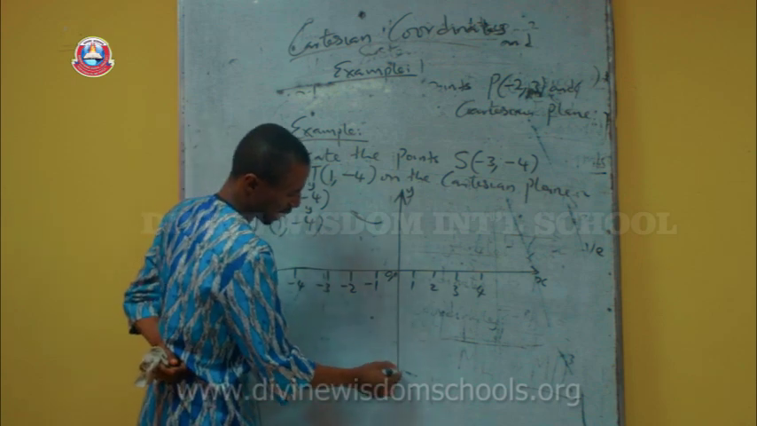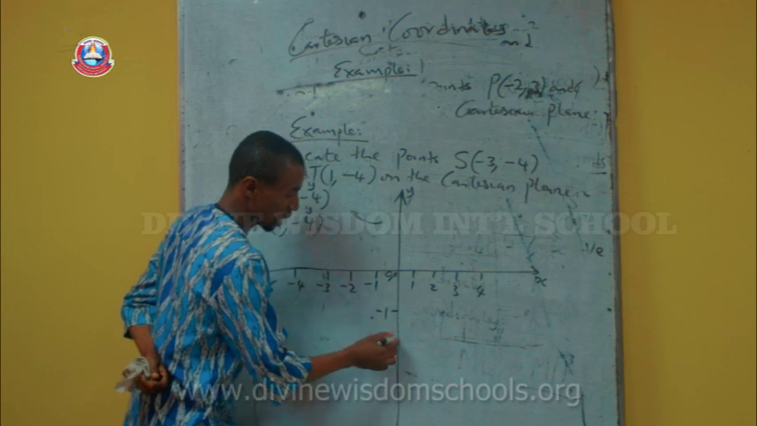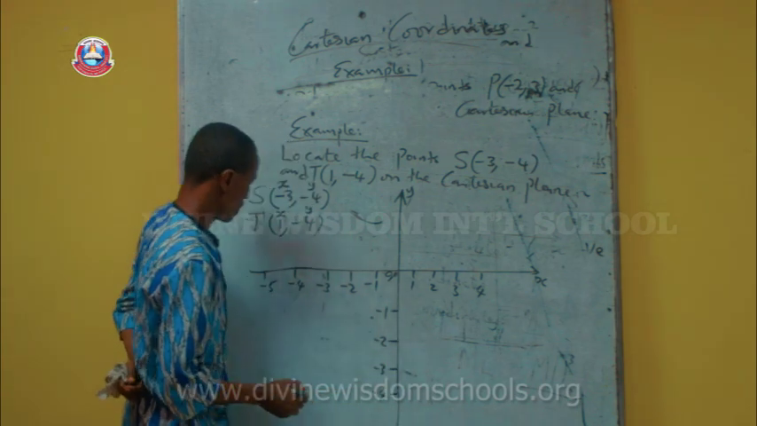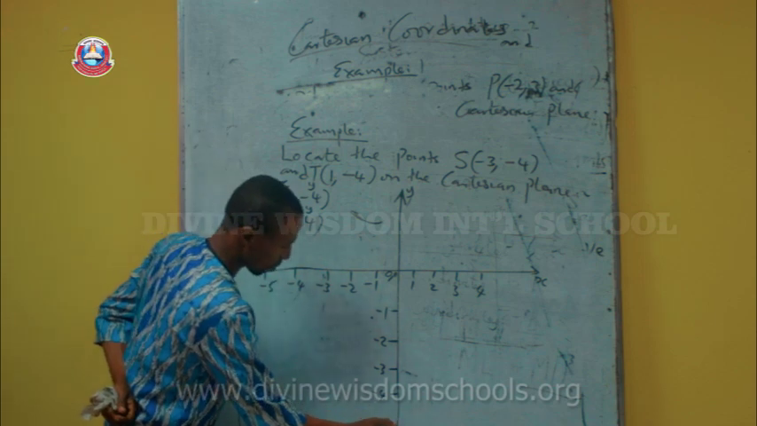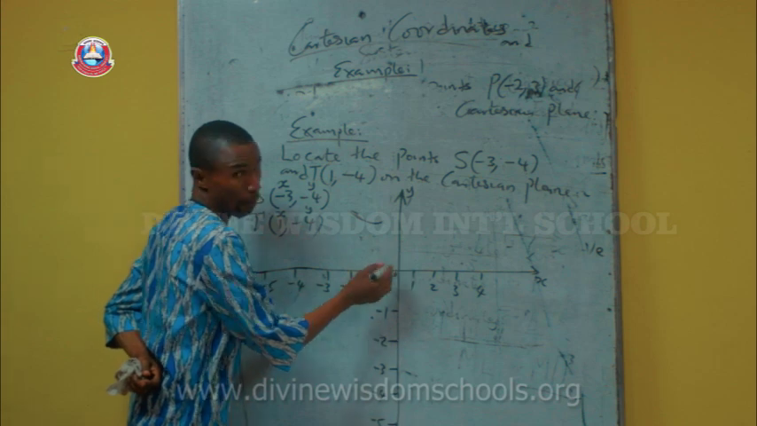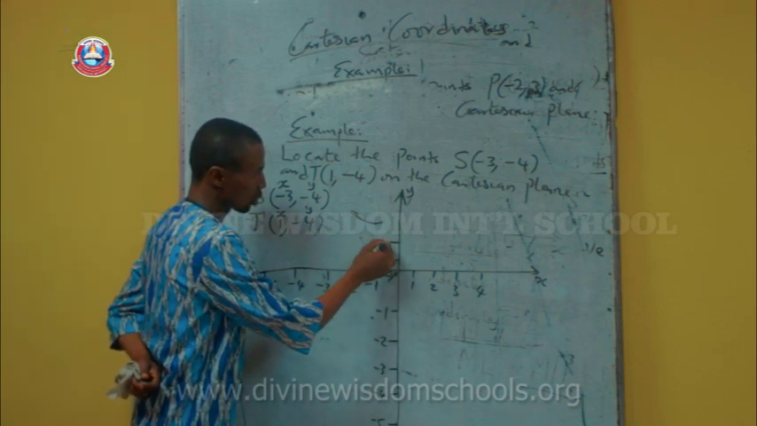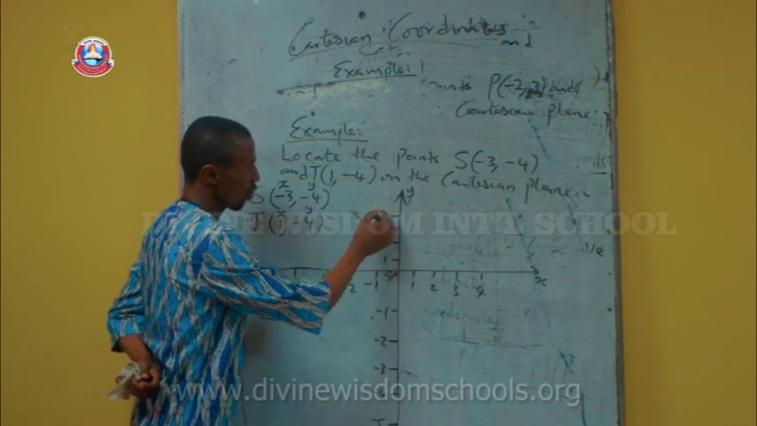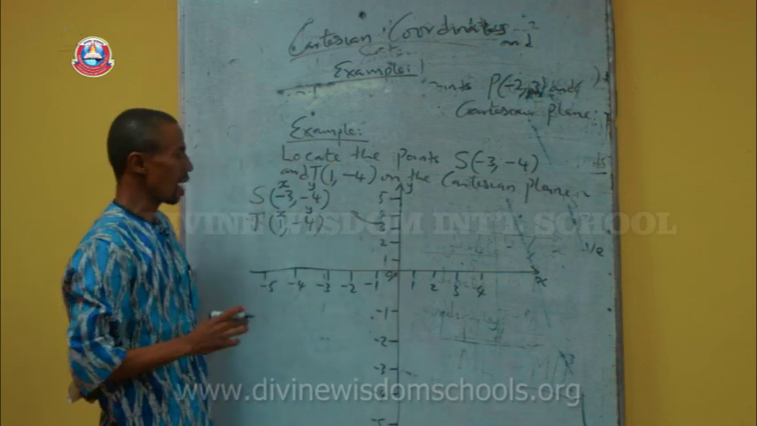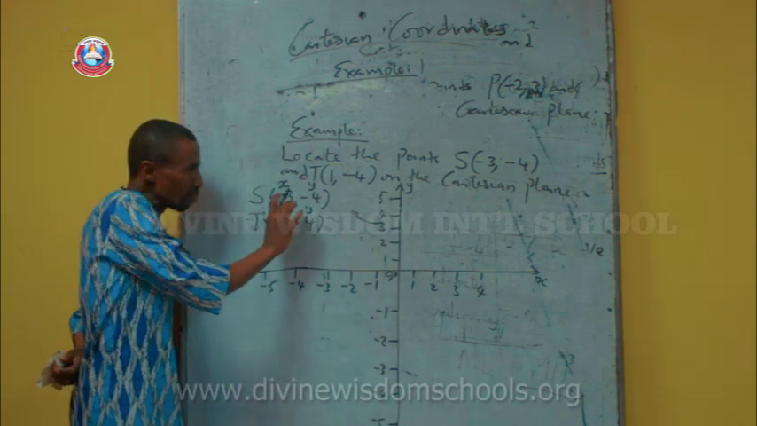Then let's go to the negative of the y-axis. So we have minus 1, minus 2, minus 3, minus 4. Okay, we can get to minus 5. No problem about that. Now the next one is for the positive of the y-axis. So we can have 1, 2, 3, 4, 5. Now we can conveniently locate our point.